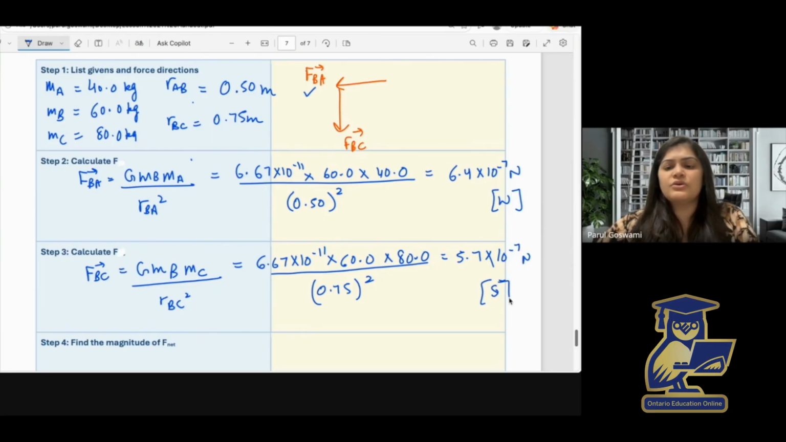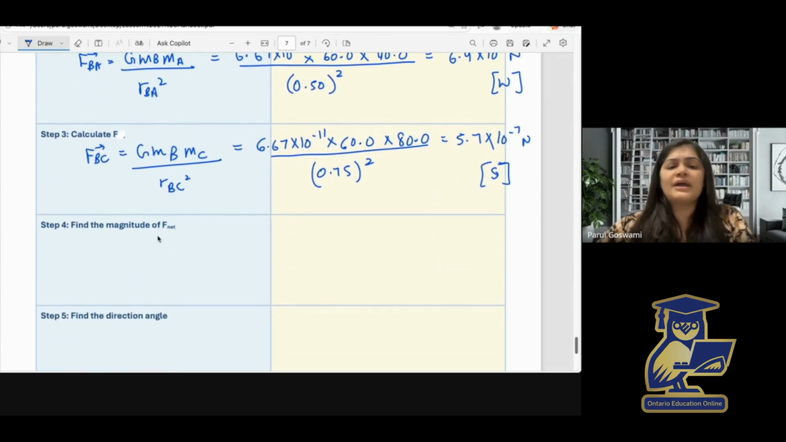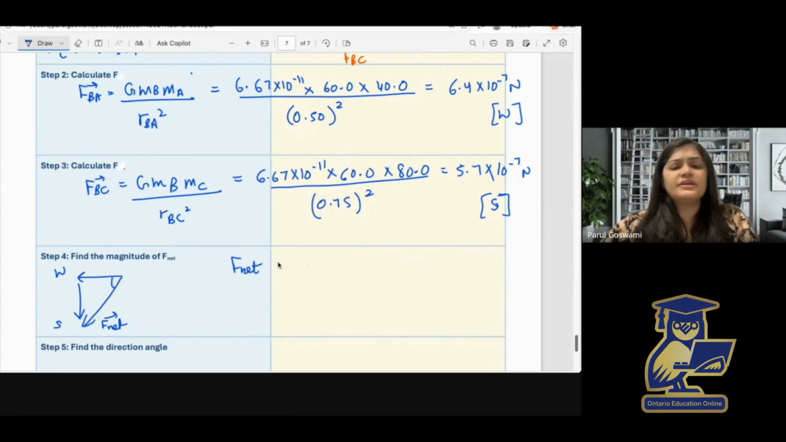I will mention south because force is a vector. We have to mention the directions. Now we have to find the magnitude of F net, for which we can use the triangle law. As you can see, one force is towards west, one force is towards south, and I will complete this triangle, and this would be the direction of the resultant force, which is F net. Now, to find the magnitude of F net, we are going to use the Pythagoras theorem because we are given FBA and FBC. So we write F net equals the square root of FBA squared plus FBC squared.